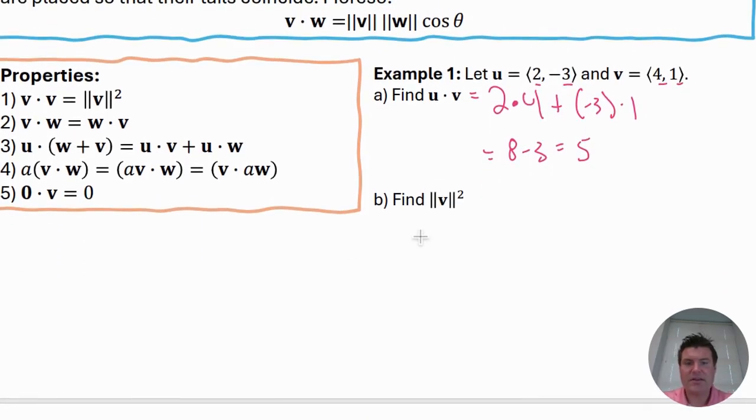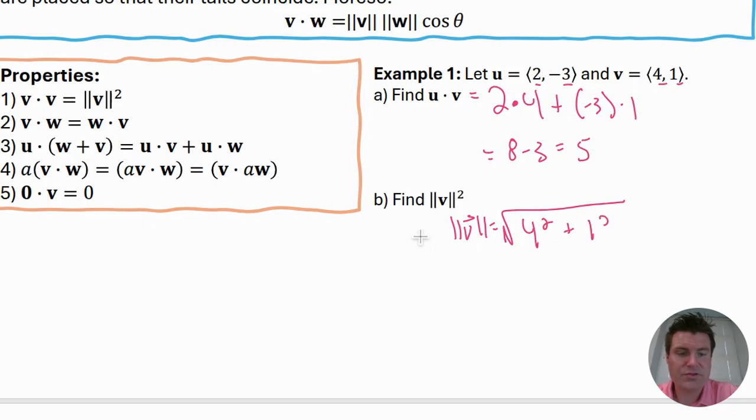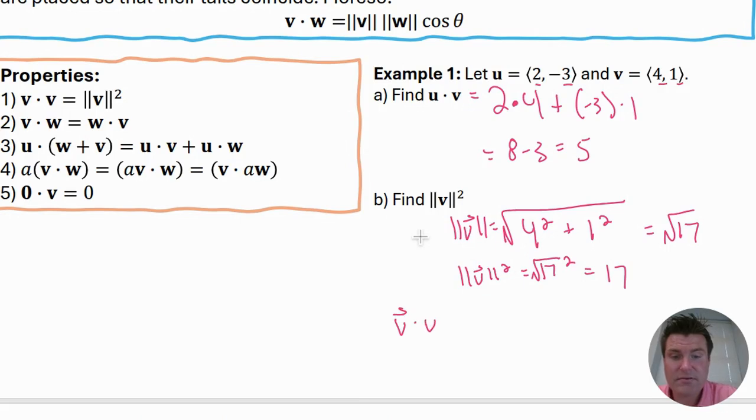Let's go ahead and find the magnitude squared. So let's find the length of v. The length of v here is going to be the square root of each component squared. So it's 4 squared plus 1 squared, which is going to be root 17. So if I were to find that magnitude squared, that would be root 17 squared, which is just 17. Now I could have done this another way by doing v dot v, which would be 4 times 4 plus 1 times 1, which is also 17.